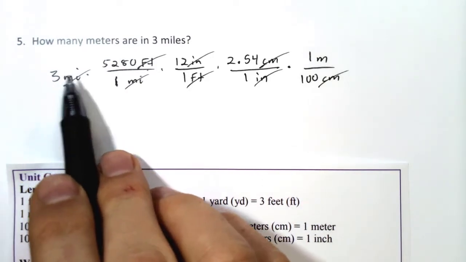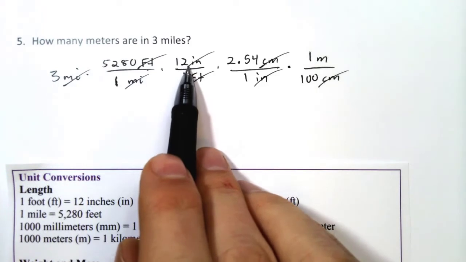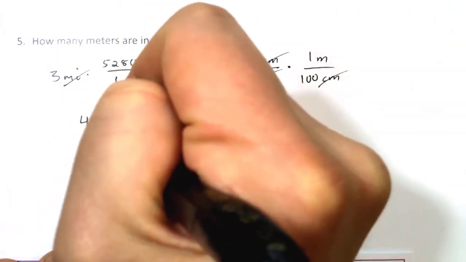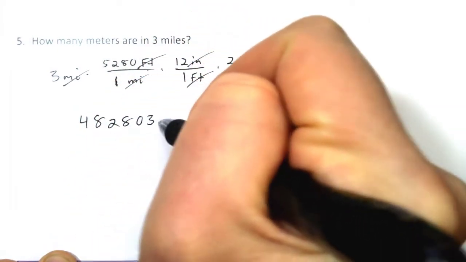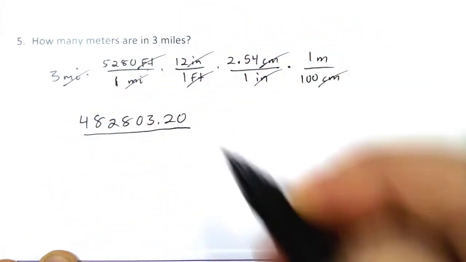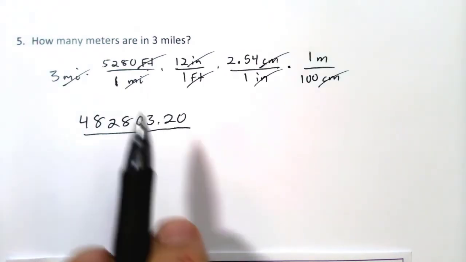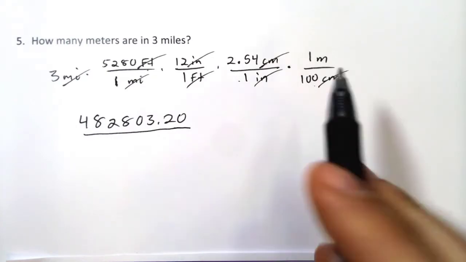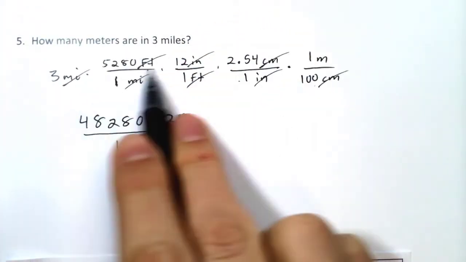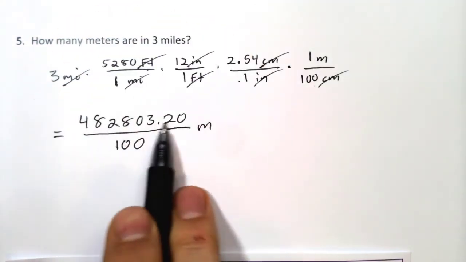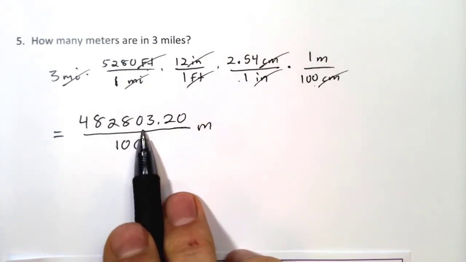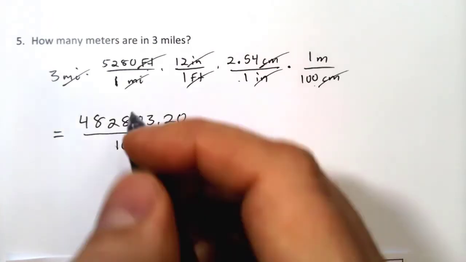We need to compute 3 times 5280 times 12 times 2.54 for the numerator. And that gives us exactly this. And we need to compute 1 times 1 times 1 times 100 for the denominator. Well, that's easy. That's just 100. And what are the final units here? Meters. So this is exact. I didn't round. So this is exactly equal to this. When I divide by 100, what happens? This decimal place just moves over 2 spaces. So I think we got our answer.